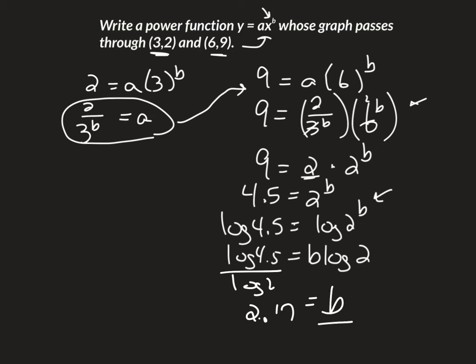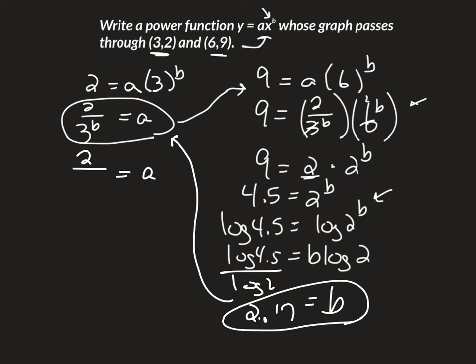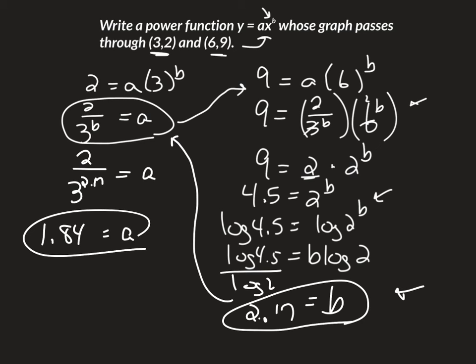So there's my b right there. And to find my a, I'm going to plug that right back where I started. So for my a, I'm going to punch in my calculator 2 over 3 to the 2.17 power, and see what I get. I got a equals 1.84. So there's my a, there's my b right here. So now I can write my function just like you saw in the directions: y equals 1.84 x to the 2.17 power.